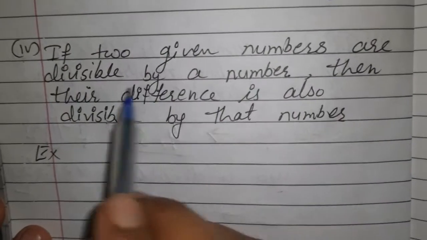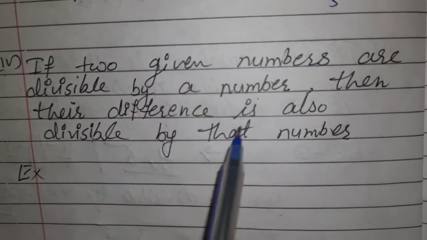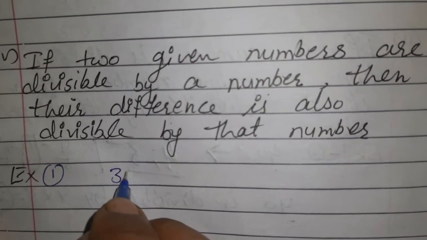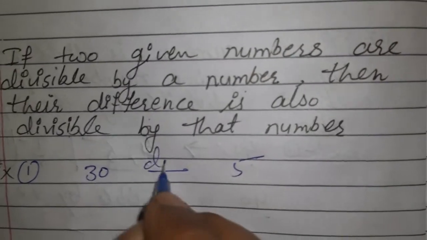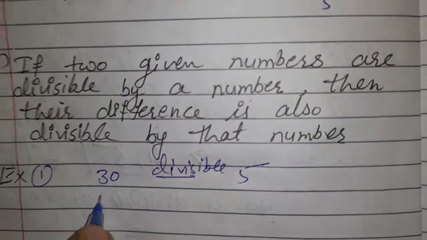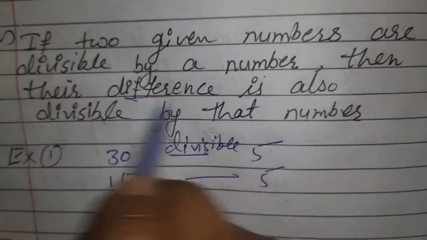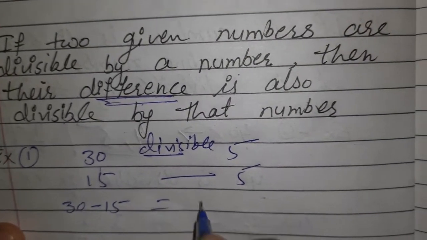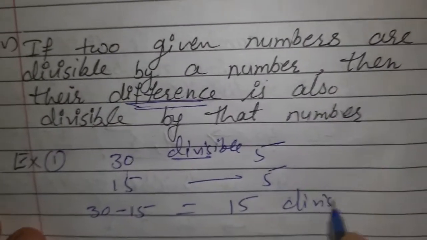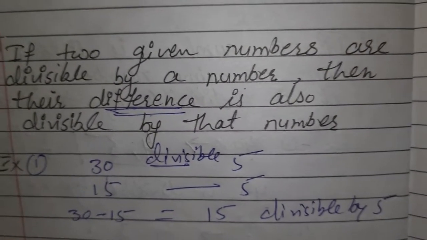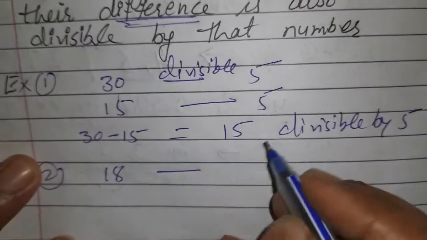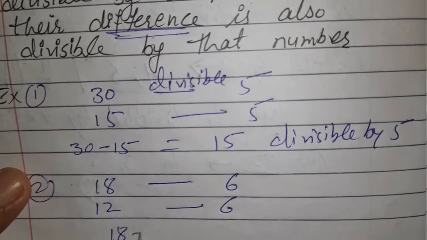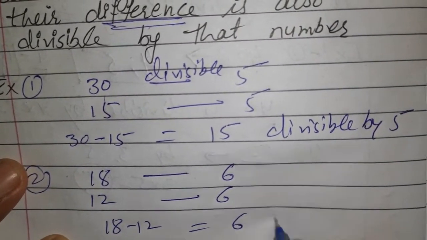Okay. Other one, just see. If two given numbers are divisible by a number, then their difference is also divisible by that number. Okay, let us take an example. Just like 30 is divisible by 5 and 15 is also divisible by 5. So what is written? Their difference. So find the difference. 30 minus 15 equals 15. It is also divisible by 5. Okay, other example, 18 is divisible by 6 and 12 is also divisible by 6. So their difference, 18 minus 12, that is 6, is divisible by 6.